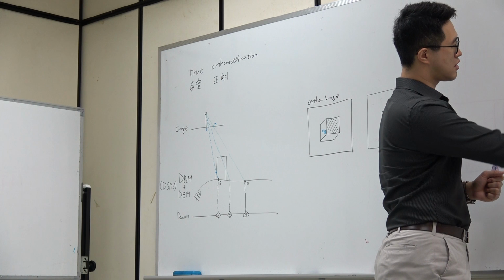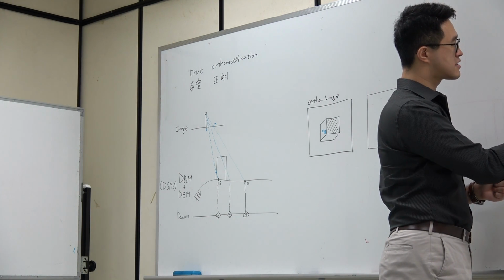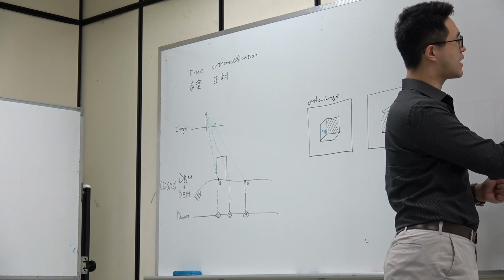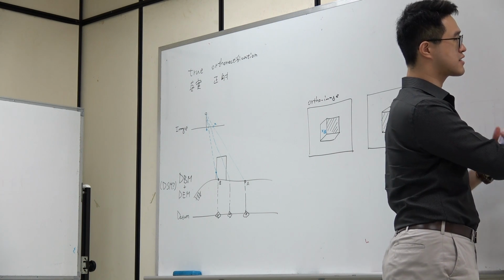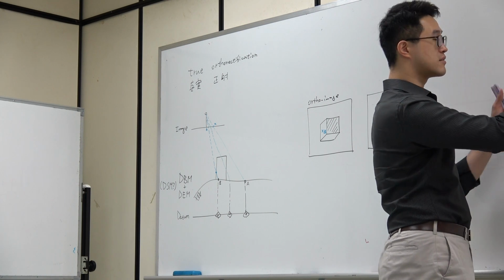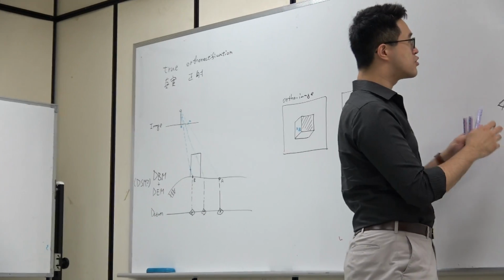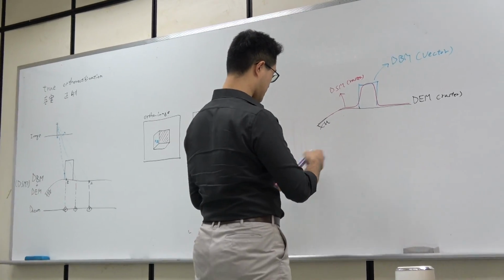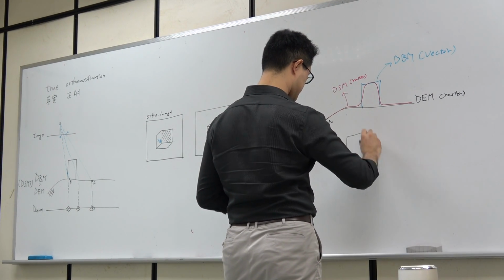So the edge of the building, as you can see, the corner of the building is not able to be captured precisely by the DSM. However, it can be captured or described precisely by the DBM because it's a vector data. So a line is a line and a polygon is a polygon over there. A raster is just pixel and pixel. So you may have something like this.